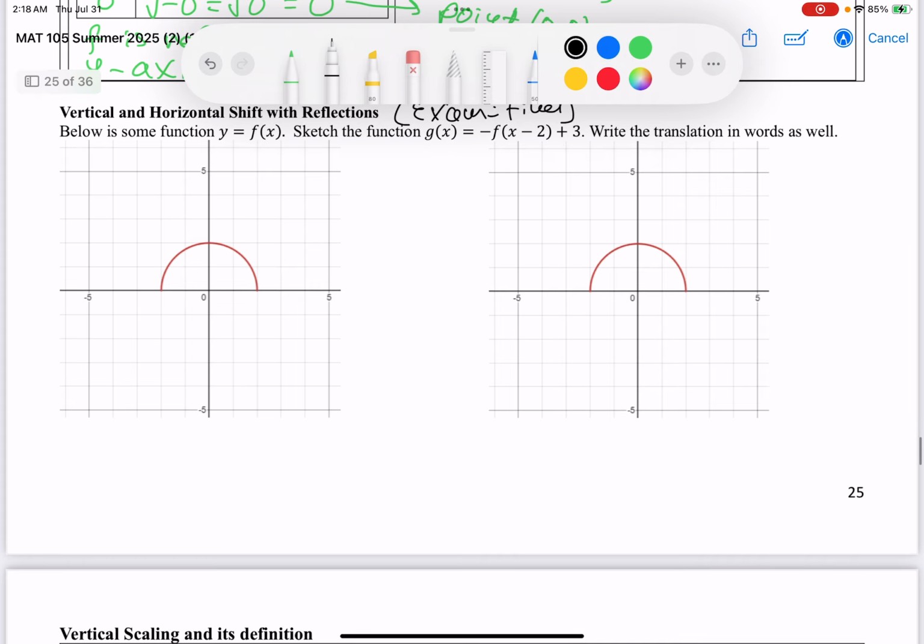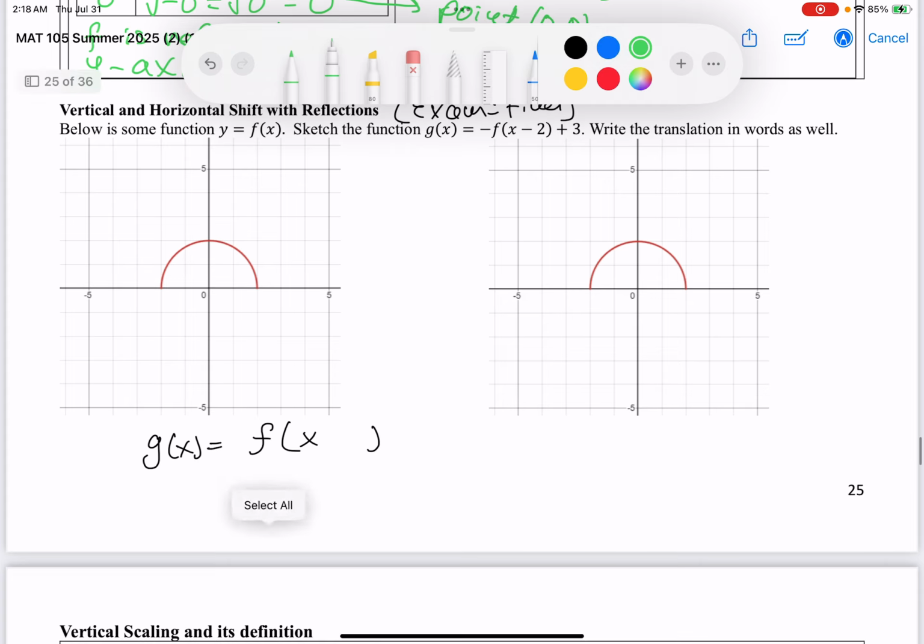So I'm going to go below real quick, and I just want to rewrite my function. But notice I'm going to start color coding some of the parts. So we have g of x equals, I'll put the negative in green. It's x minus 2, so I'm going to put the minus 2 in red. And I'm going to put the plus 3 in blue.